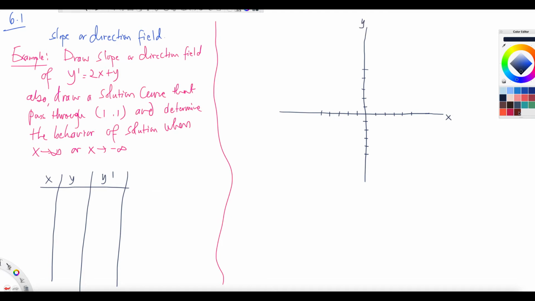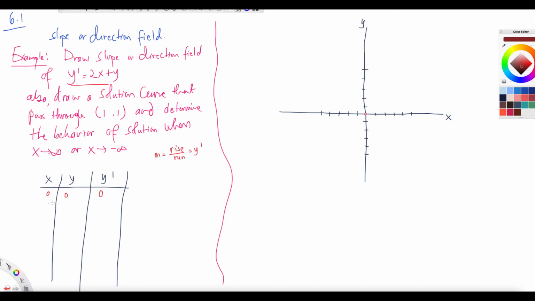What I'm going to do is take different values of x and y. Let's first pick 0, 0. X is 0, y is 0. What will y prime be? Plug in here. So y prime is 0. So there is no line segment because the slope is 0. What is the formula for slope? M equals slope, which is rise over run, which is the same as y prime.